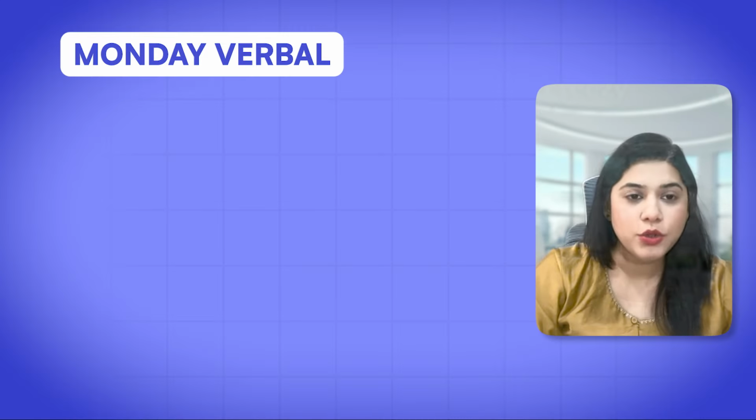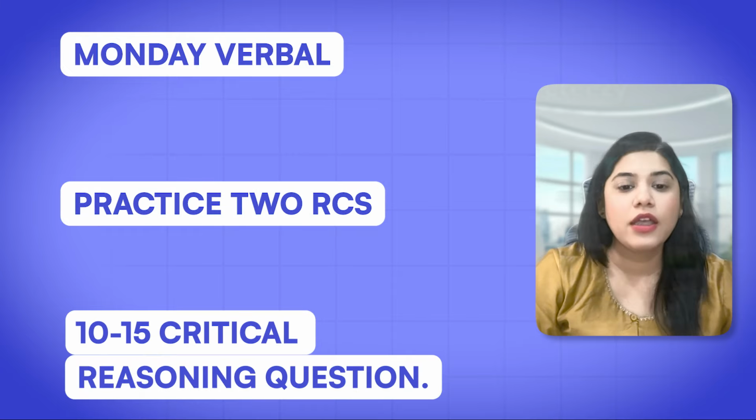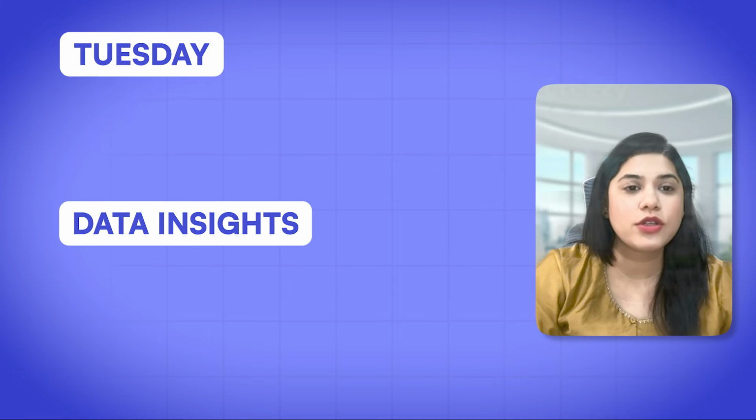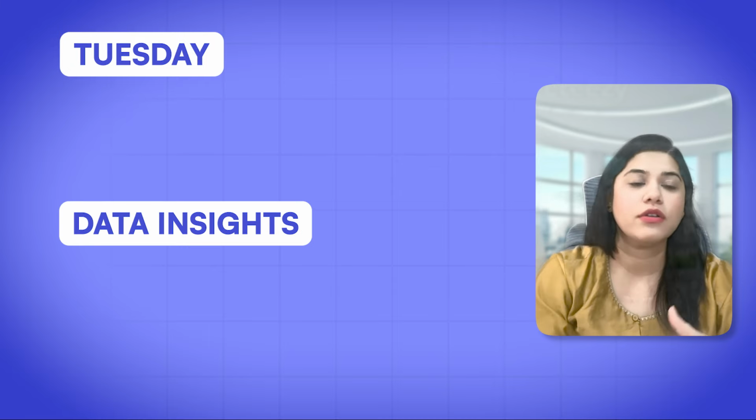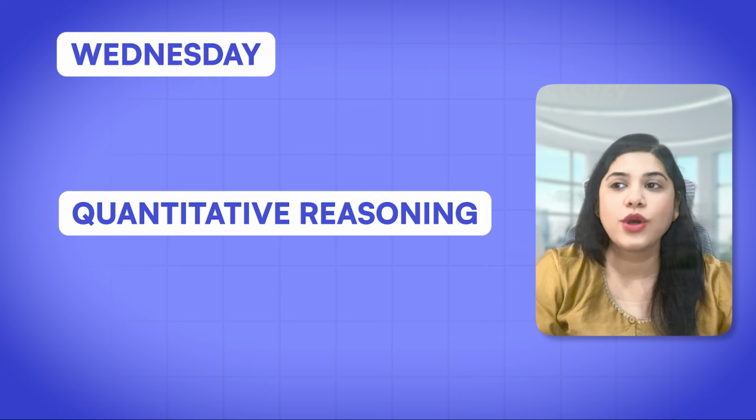If you have to make a schedule, again it depends on your strengths and weaknesses, but here's a small schedule which I can recommend. If in any week you're giving, say, Monday to verbal, you can practice 2 RCs and 10 to 15 critical reasoning questions. If on the second day, Tuesday, you're giving it to data insights, you can solve 2 sets of any topic. Then on Wednesday, if you're giving it to quantitative reasoning, you can solve 10 or 15 questions of arithmetic. Next day, 15 questions of algebra, like that.